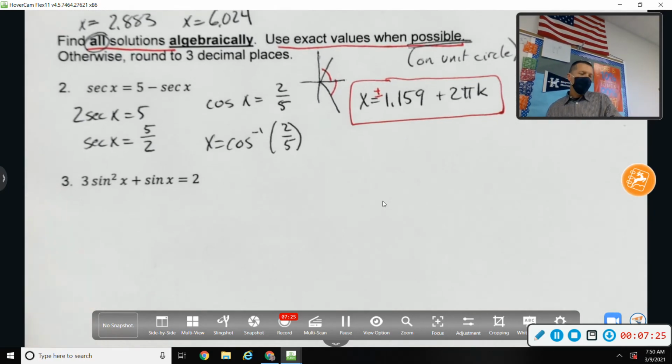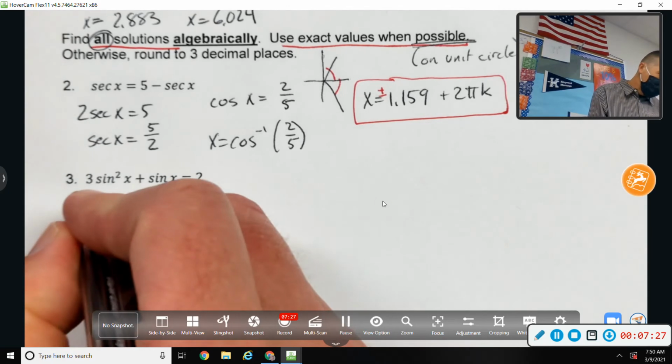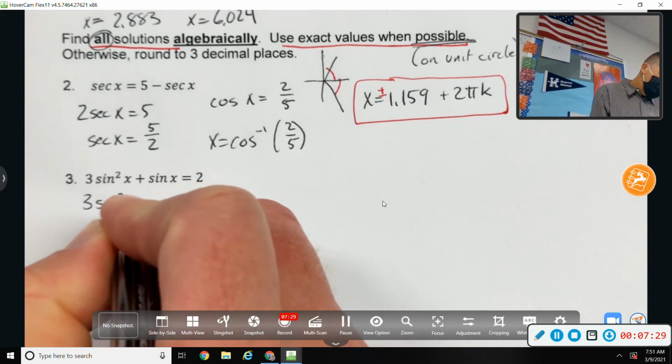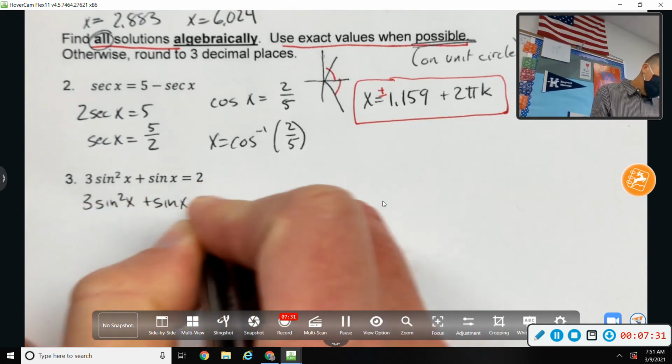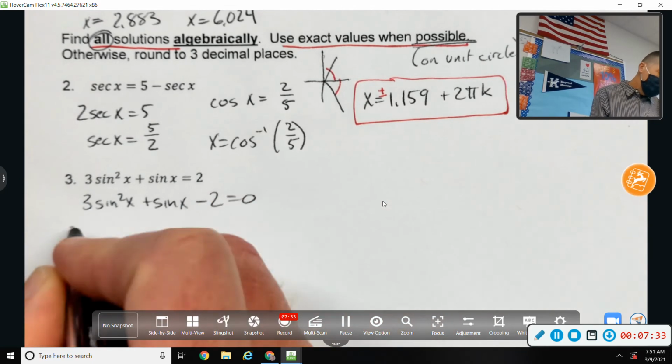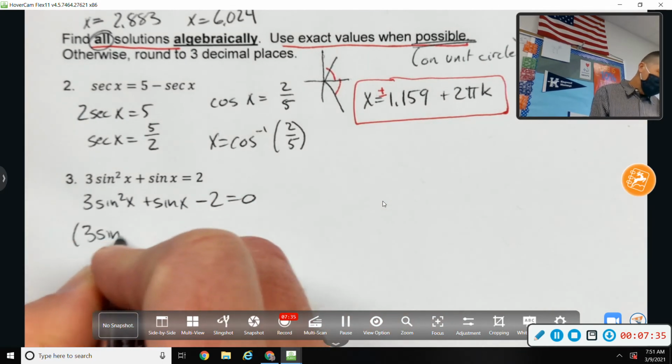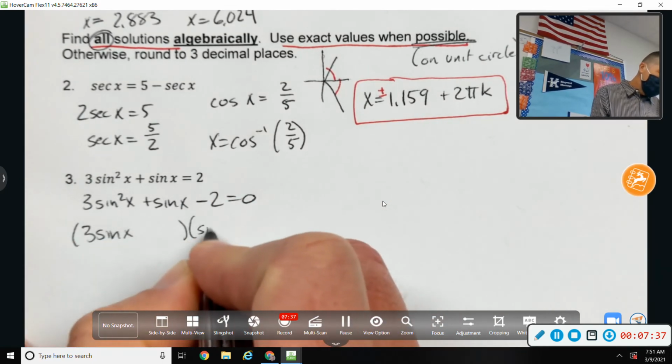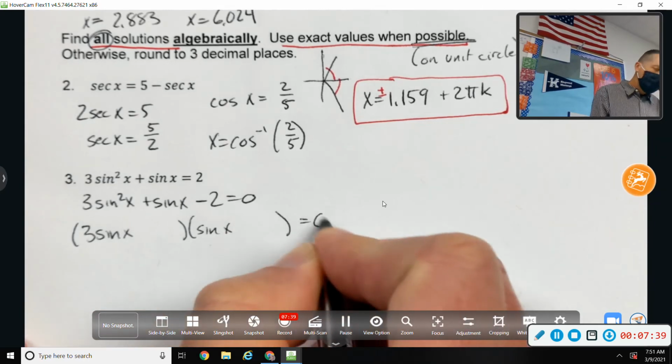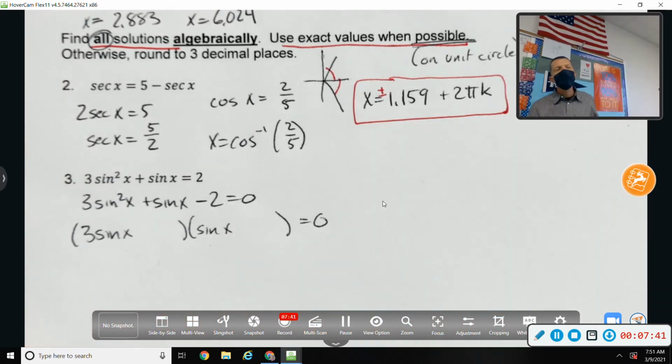Number 3. Looks like it's going to be a factoring problem. Let's move the 2 over and then factor. I've personally kind of given up on factoring with the u's. If you still like that, you certainly can. But most of our factoring, I think, is simple enough to handle it.